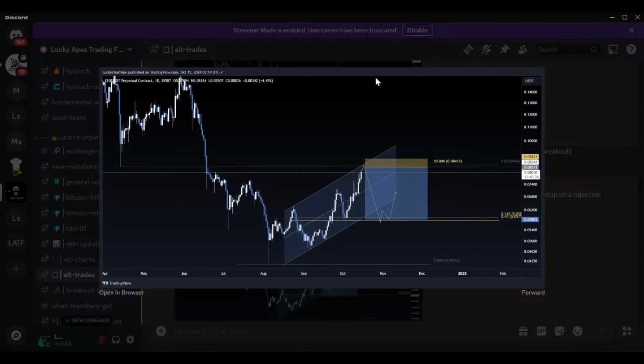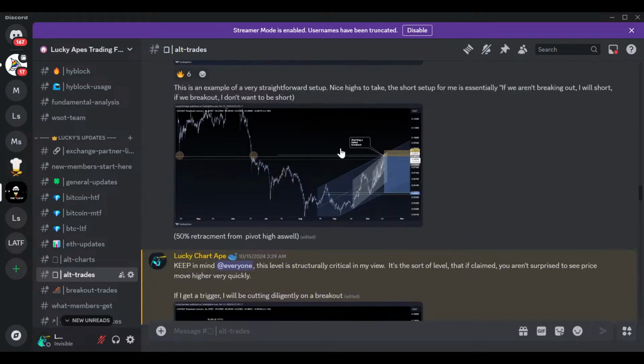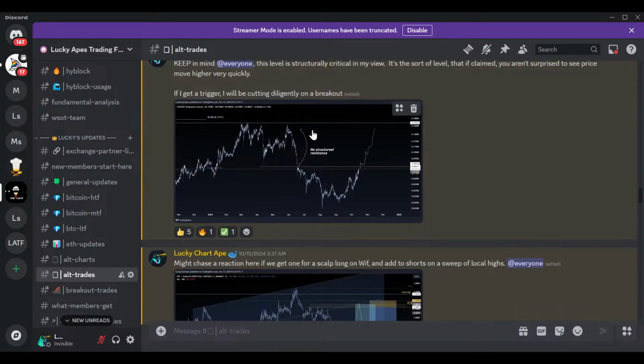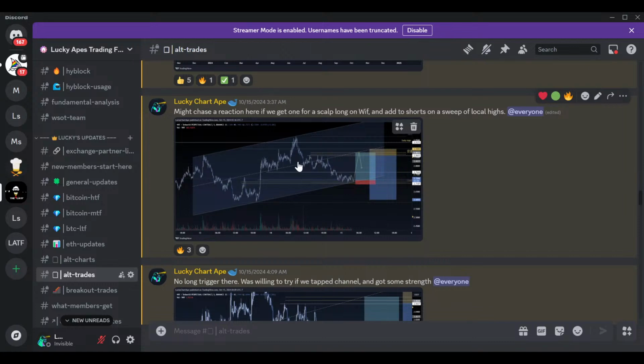This is the idea. Take these highs, reject into here. This is the CHZ short I showed earlier. We rejected straight down. Understanding, shorting a failed breakout here. Keep in mind, there's no structural resistance above here. If we break out, I want to short. I like this idea for a nice tight invalidation short, but I'm not just going to sit in this short, because this is the type of place you'd expect price to move straight through, right?